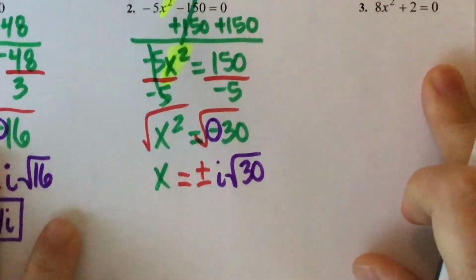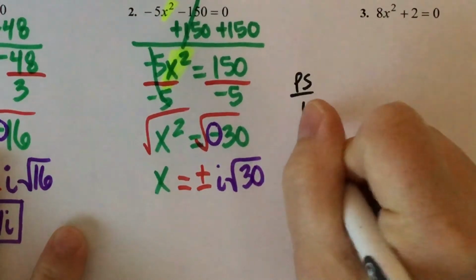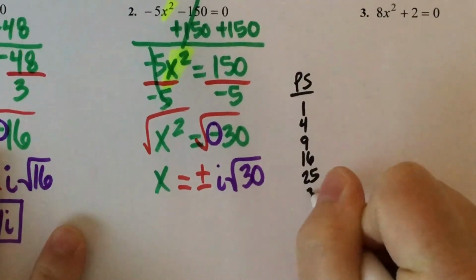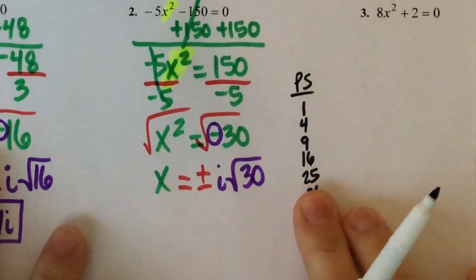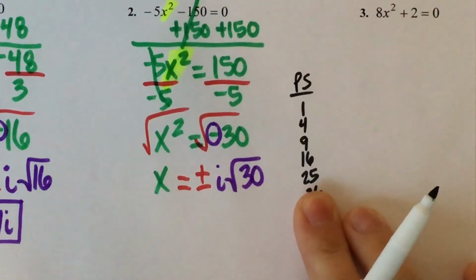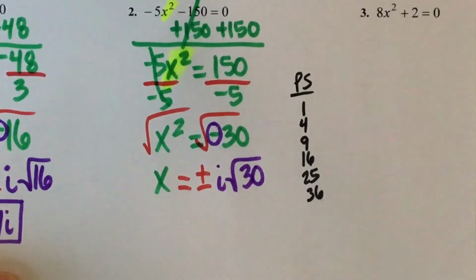So then you want to be thinking about your perfect squares. So let's talk about them for a second. 1 times 1 is 1. 2 times 2 is 4. 3 times 3 is 9. 4 times 4, 5 times 5, 6 times 6. Now, I don't need to look at numbers bigger than 30. Can any of these numbers besides the 1 go into 30? Nope. So that's it. This is my answer.